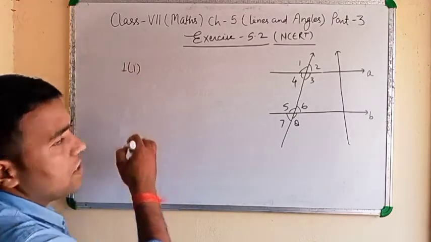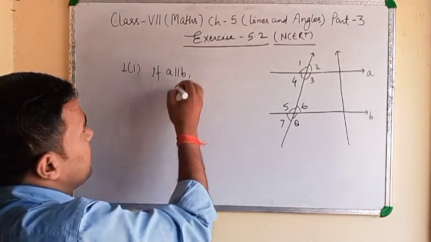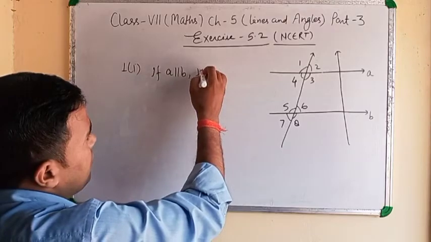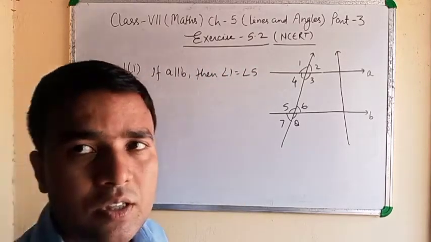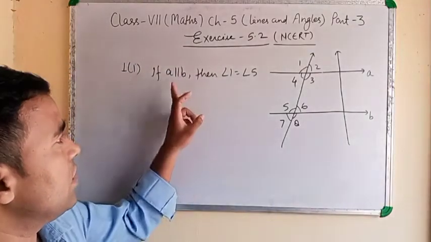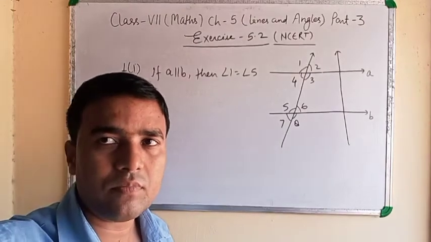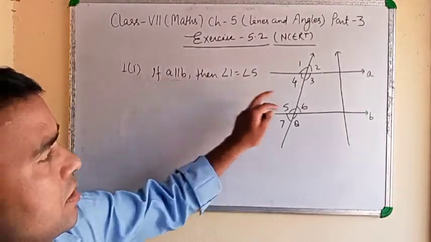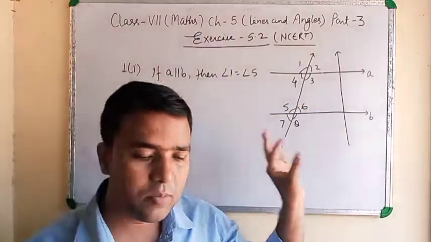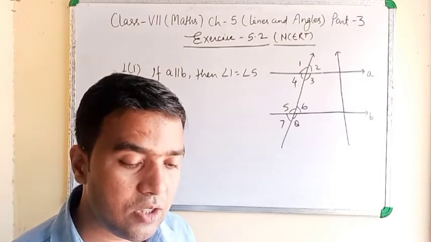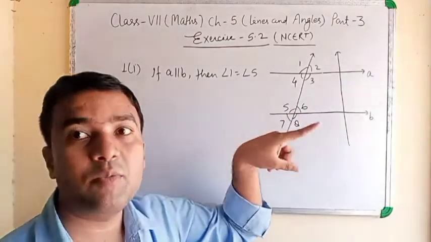The first part is asking: if A parallel B, then angle 1 equal to angle 5. Clear? If A parallel B, then angle 1 equal to angle 5, by which property? State the property that is used in each of the following instances. Means if angle 1 equal to angle 5, by which property?